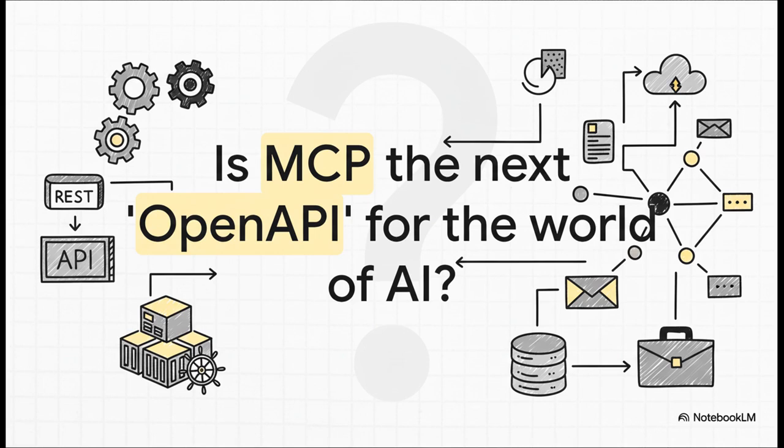And that really leaves us with a big, exciting question. Think about how OpenAPI became the universal standard for web APIs, or how Docker files became the standard for shipping applications. Could MCP be that for AI? Could this become the fundamental, agreed-upon way that all AIs interact with the rest of the world? It's a really powerful idea, and if it catches on, it could define how we build with AI for years to come.